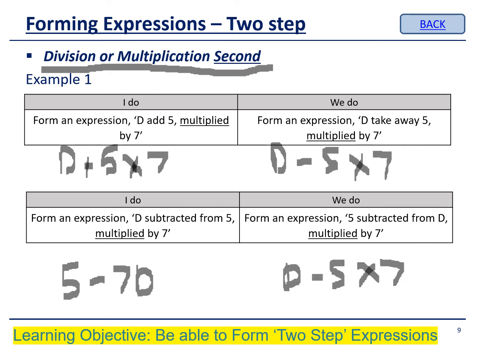So for your turn, reading it carefully, 5 subtracted from d. So d had to come first, subtracting the 5 and then multiplying by 7. Because obviously 5 is a constant, just like the 7's a constant, and it's a number on its own, okay, we don't use them as coefficients next to each other.